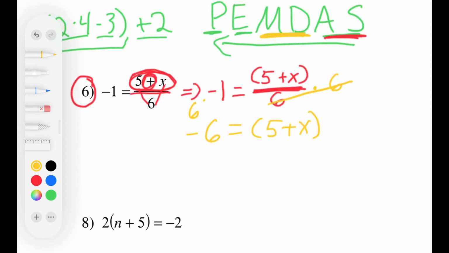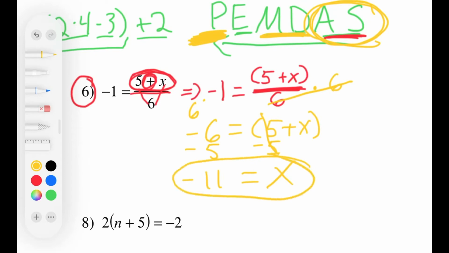Now we don't have any exponent to deal with. Now we have a parentheses. Now we can deal with our parentheses. To deal with our parentheses, we are going to subtract 5, and we get -11 equals x. So again, we skipped addition and subtraction because our addition and subtraction was caught up in our parentheses or our grouping. So our answer for number 6 is -11.